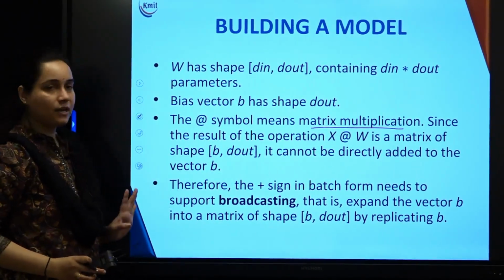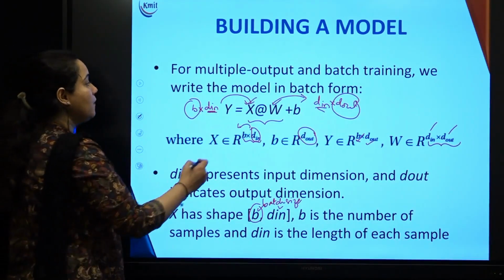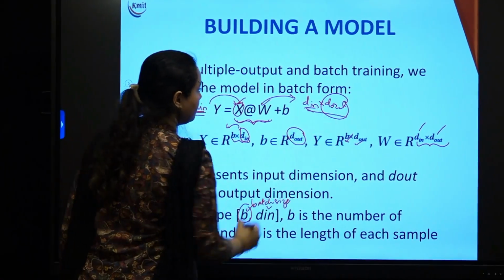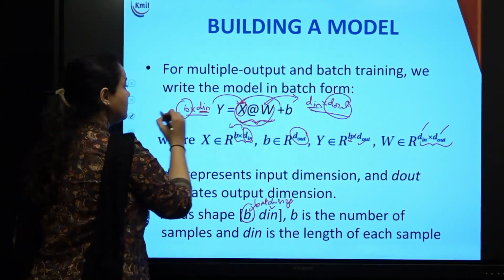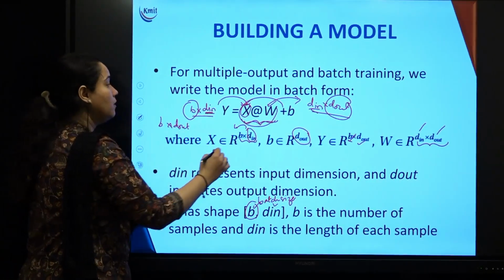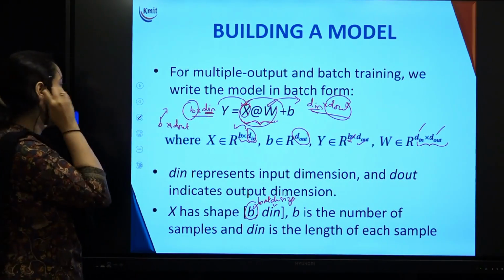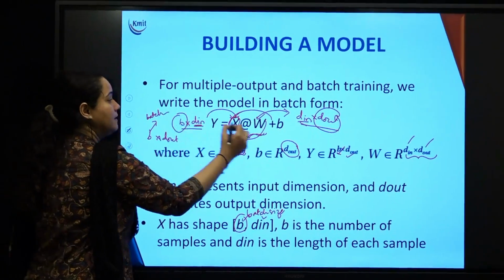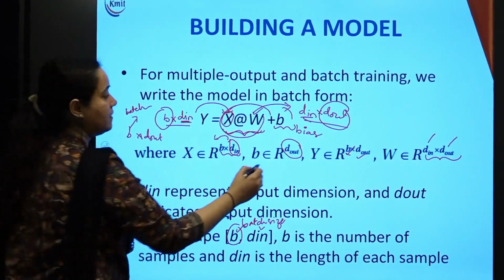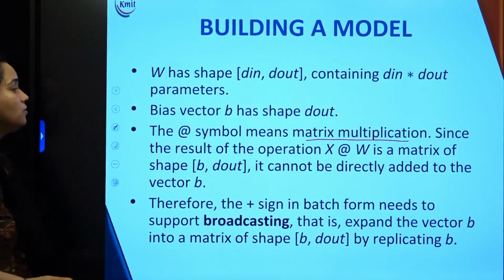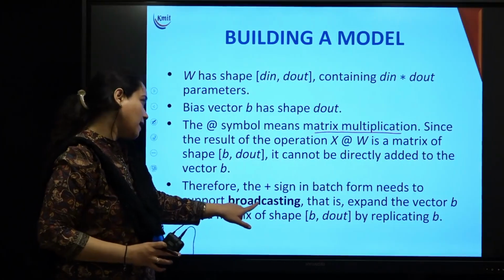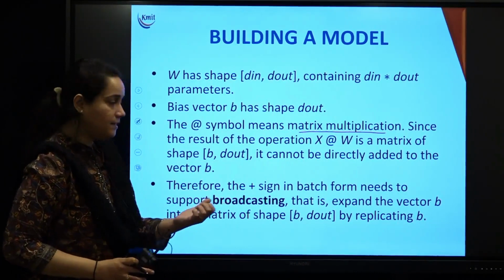So, it cannot be directly added to the vector b. If you multiply these two, x is of the shape b by d_in, w is of the shape d_in by d_out. So, the result of this is going to be b by d_out, right. Now, this b is nothing but your batch size, and the part that you are adding to the model is nothing but the bias. Bias always has the same size as your output dimension. So, those two cannot be directly added. That is why you must have a platform that supports broadcasting.